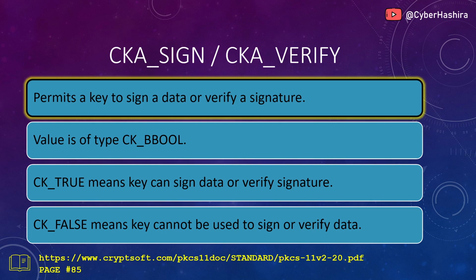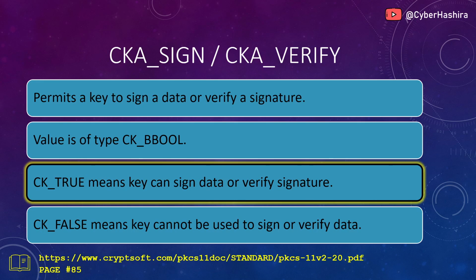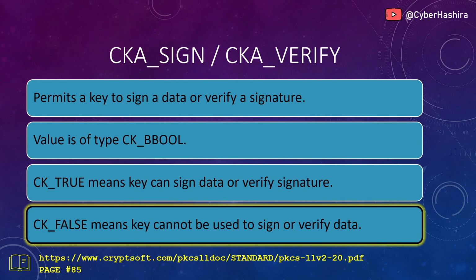Next two attributes are CKA sign and CKA verify. CKA sign permits a private key to sign data, and CKA verify permits a public key to verify signatures. Both of these attributes accept a Boolean value. If CKA sign for a private key is set as true, then the private key is allowed to sign data. Likewise, if CKA verify is set to true, then the public key is permitted to verify signatures. CKA sign set as false will disallow a private key to sign data. CKA verify set as false will disallow a public key to verify a signature.